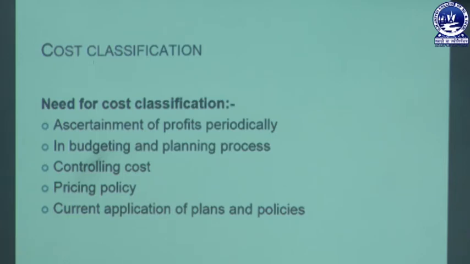So we have to take into consideration different types of cost for producing a product. So there must be a need for cost classification. And why is there a need?